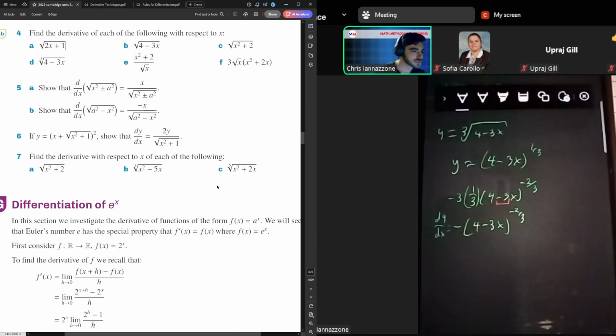Question 5 is a unique one. What is going on there? I don't think it should be too crazy. Let's see how we can go.